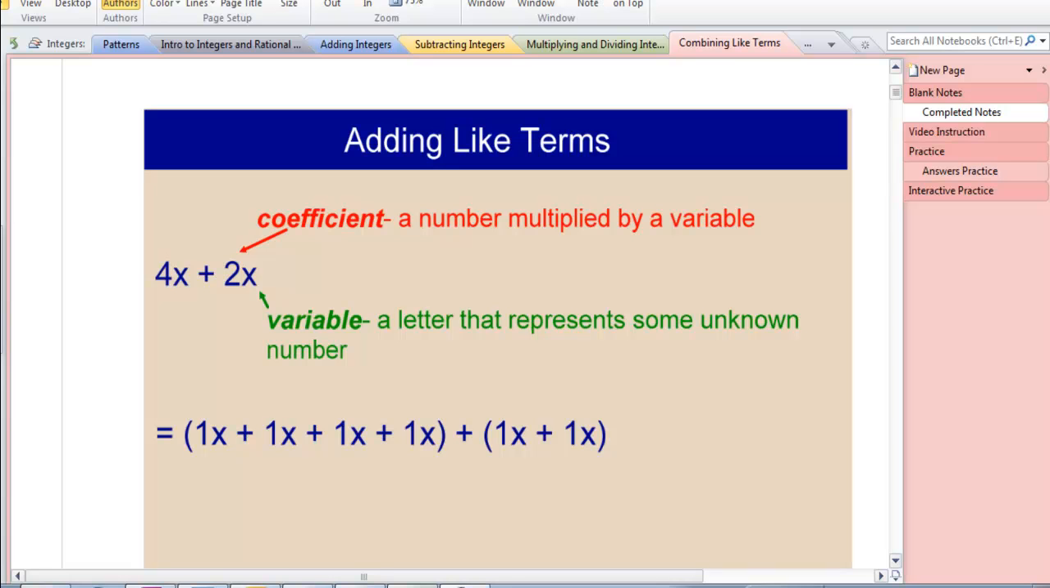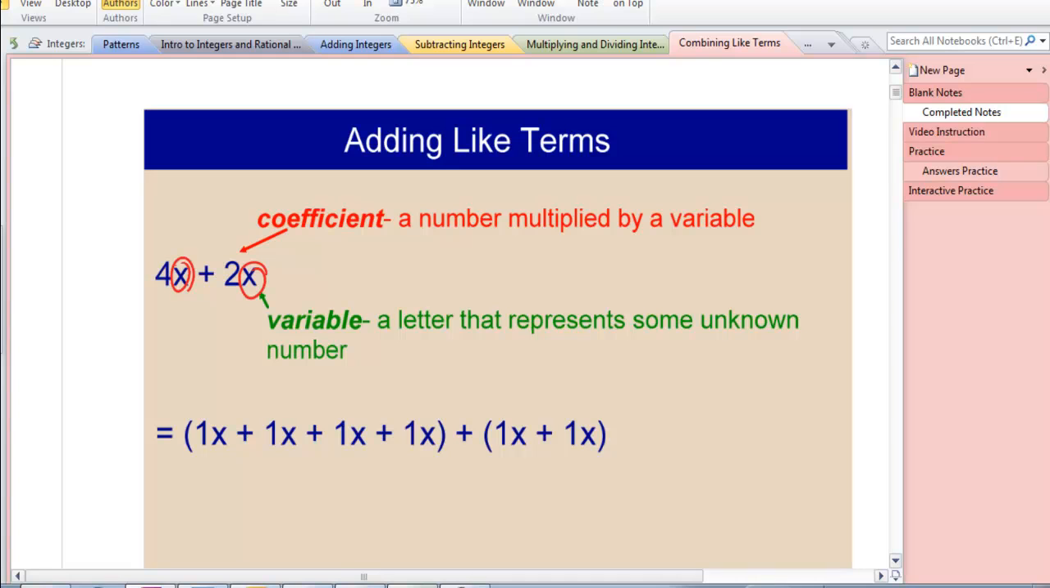In this section, we will be talking about adding like terms. So we need to understand a couple of definitions first. We need to understand the word coefficient and the word variable. A coefficient is a number that's multiplied times a variable. In this example, 4 and 2 are both coefficients. A variable is a letter that could represent any number.